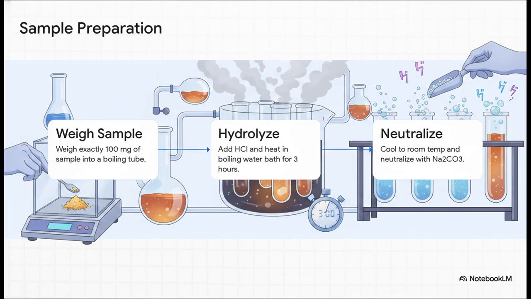For solid samples, you'll usually extract using ethanol, or you might need an acid hydrolysis. For example, you'd weigh exactly 100 milligrams of your sample into a boiling tube, hydrolyze it with hydrochloric acid in a boiling water bath for, say, 3 hours, and then you've got to carefully cool it. Finally, neutralize it with solid sodium carbonate until literally every last bubble of effervescence stops.